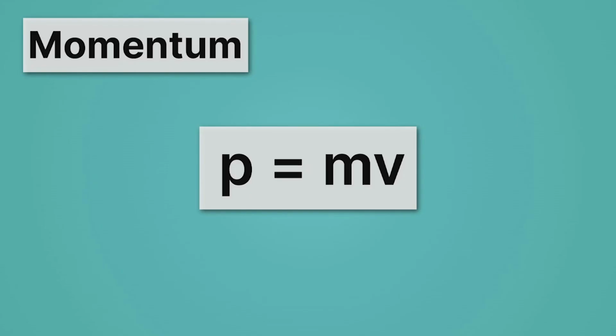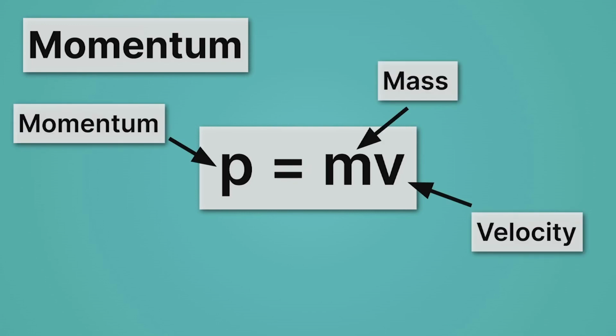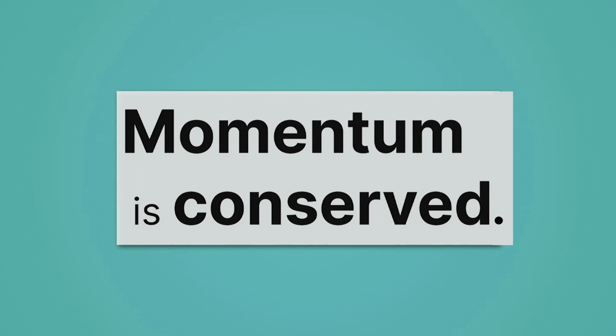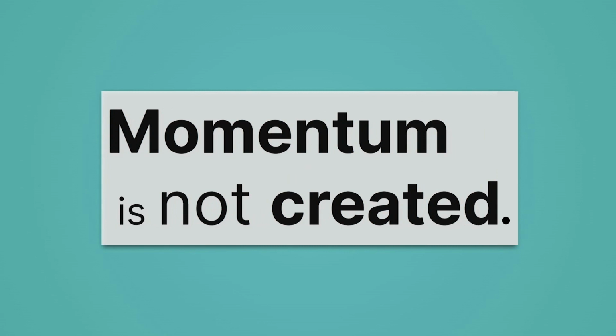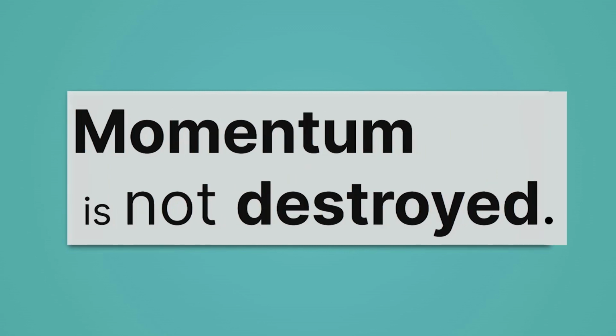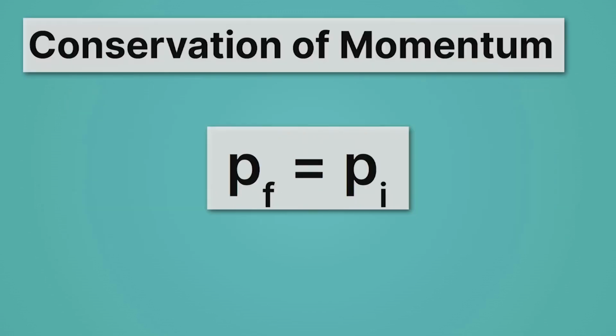Momentum can be calculated as mass times velocity, so that P there turns out to stand for momentum, the m for mass, and the v for velocity. We'll cover this in much more detail in a future video. The thing you should know about momentum is that it's conserved. Momentum is conserved. That means that it's not created and it's not destroyed. That gives us a very important mathematical tool to solve problems. The conservation of momentum mathematically says P final, that's momentum final, is equal to P initial, that's momentum initial.